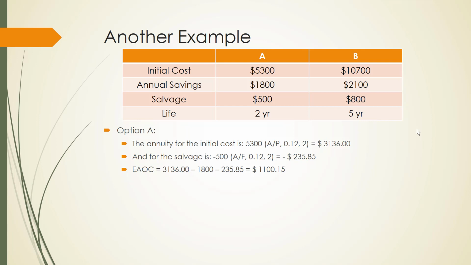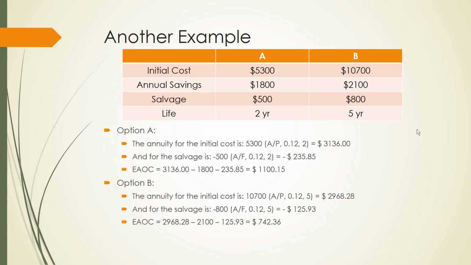If I want to look at the EAOC, now remember my annual savings, so that's a negative cost. So I have the annuity for the initial cost, negative for the annual savings, and then the negative of the annuity for the salvage, leaving me with a cost of $1,100. For option B, my initial purchase was $10,070. It's a present value, turning it into an annuity over 5 years. That's equivalent to $29.68 for each year over the 5-year period.